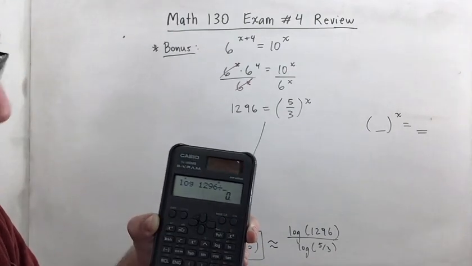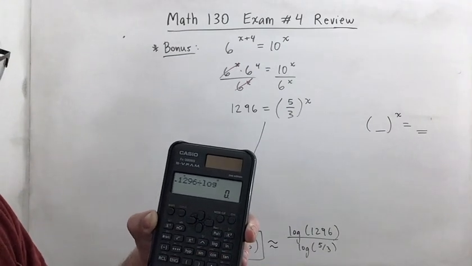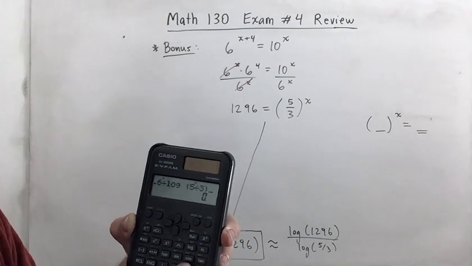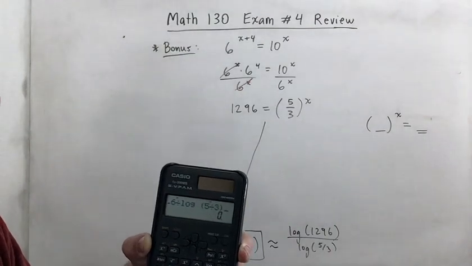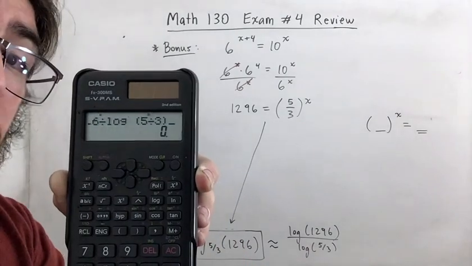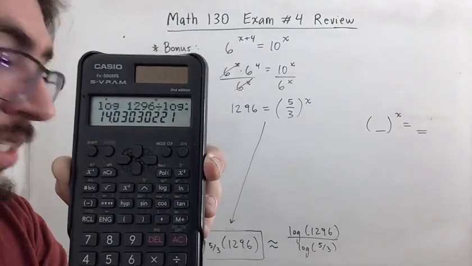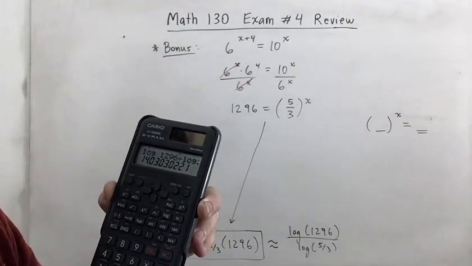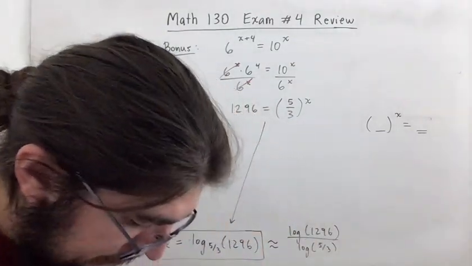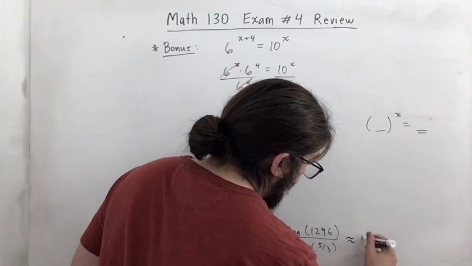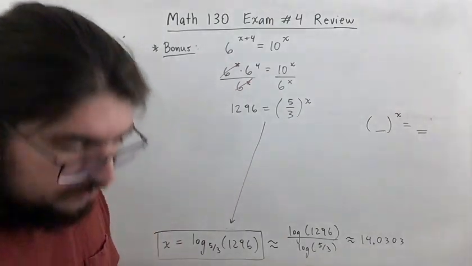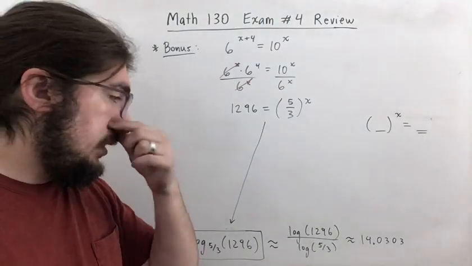So log of 1296 divided by log of. Now for this guy, I need to write this in parentheses because it's itself a division. Otherwise, the calculator is going to do something funny like log of 5 and then divide that by 3. But we'll want to do log of 5 over 3 as a quantity. Okay, so let's press enter and see what we get. So this is our answer. It's 14.030. So let me write that down. This is about 14.030. Actually, the number after that's a 3, and then 0, then 221. So about, to 4 decimal places, it approximates to this.